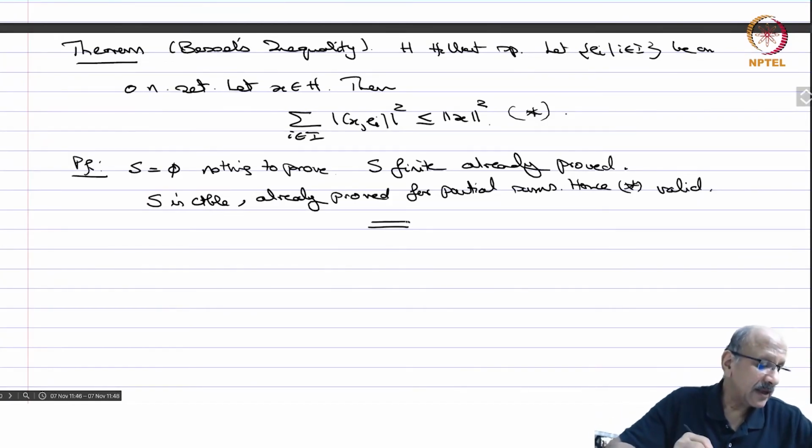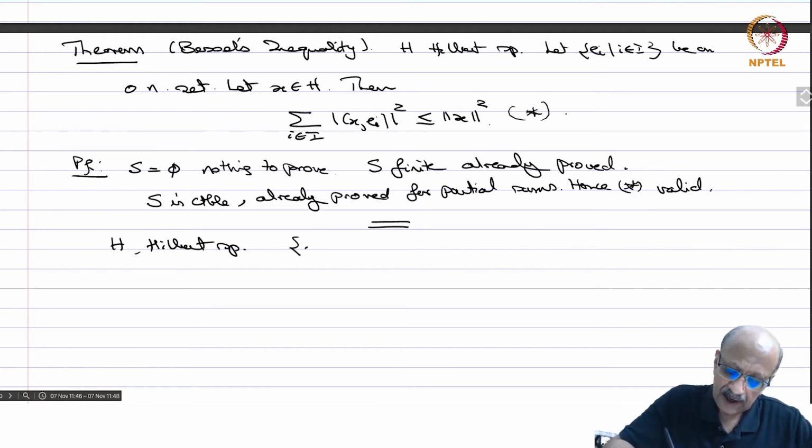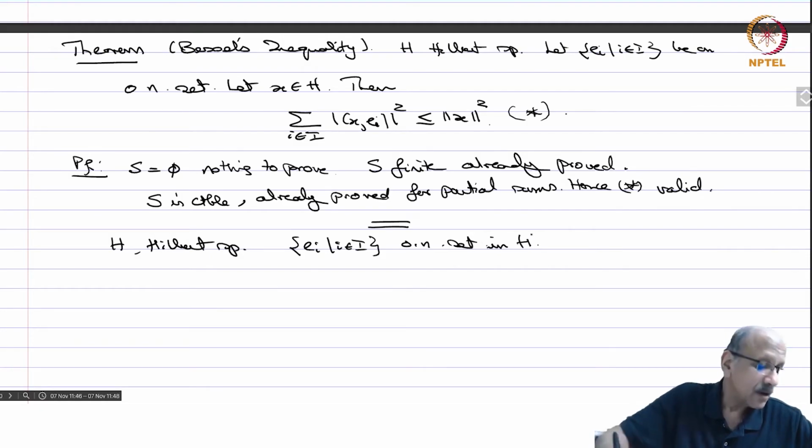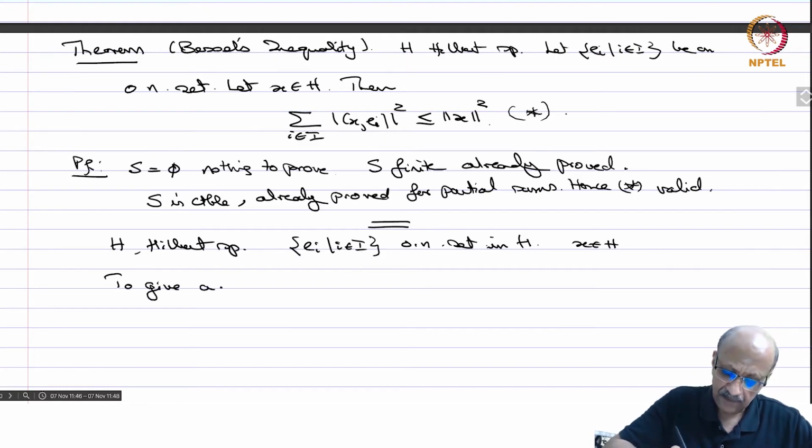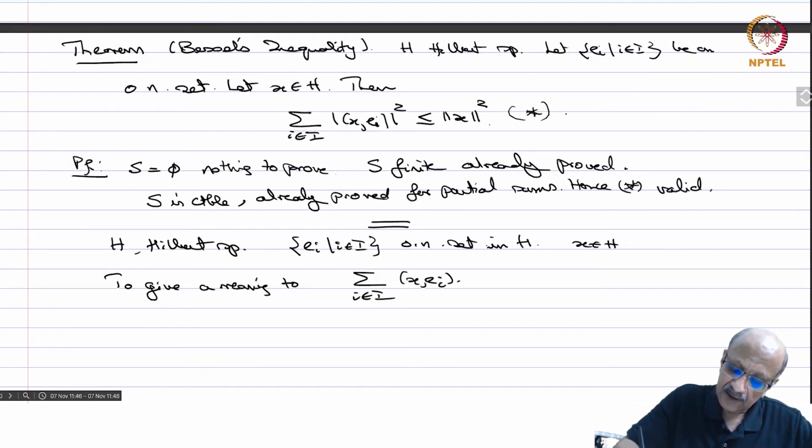Now we are going to do something a little more ambitious. So H is a Hilbert space, and e_i, i in I, is an orthonormal set in H, and x is in H. So we want to give a meaning to the sum over i in I of <x, e_i> e_i. Okay. So how are we going to define this particular thing?